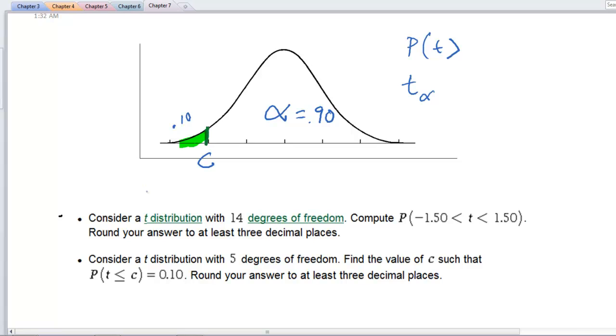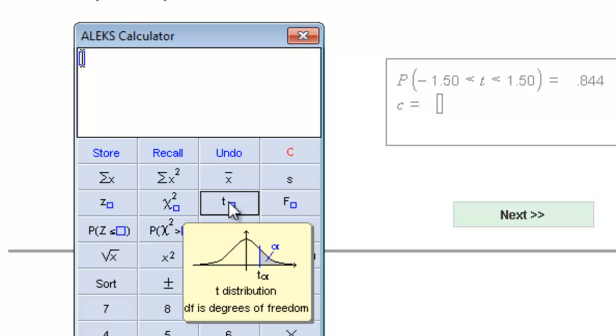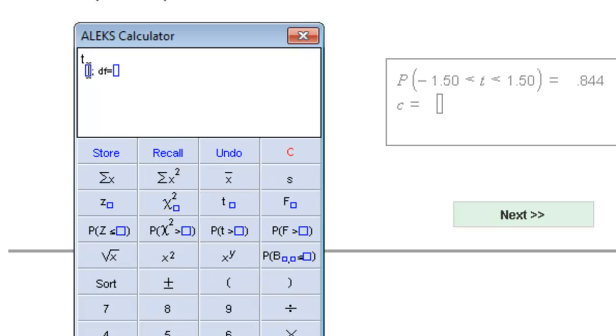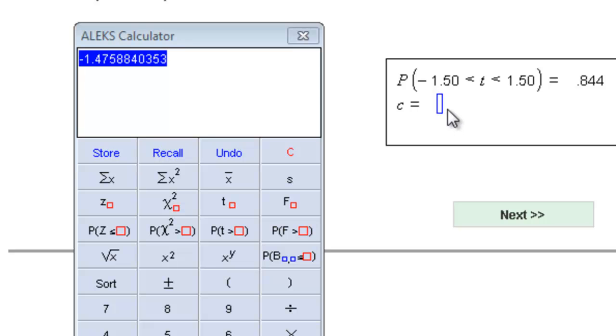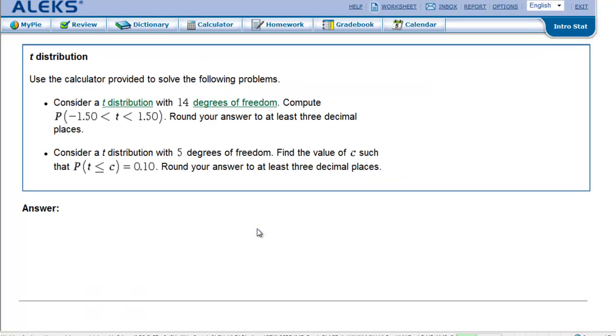And I don't want to put in 0.10 because that's the left tail. I always use the right tail. So going back to the ALEKS calculator, this button right here, I'm going to put in 0.9 and my degrees of freedom are going to be 5. And that's it. It's negative 1.4758, so negative 1.476. I hit an extra number in there. Negative 1.476. And that's it. That's how you do those.